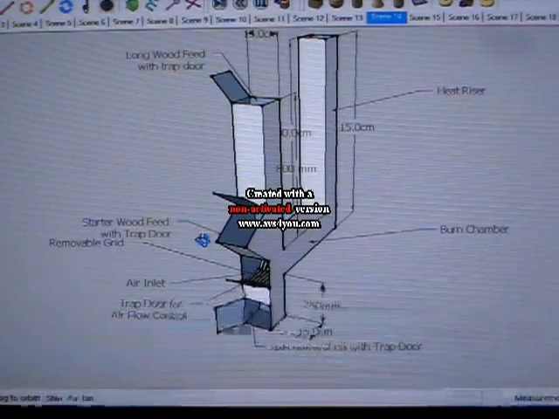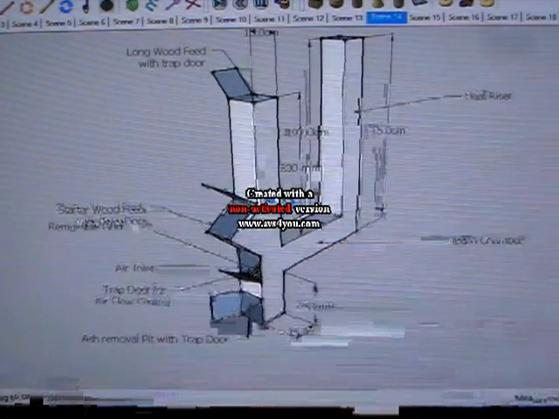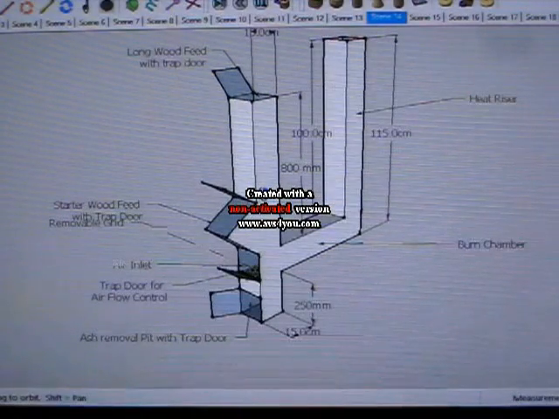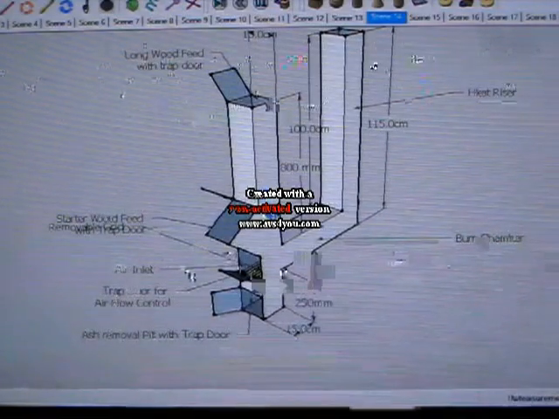This is a rocket stove I designed, and I wanted to put it on YouTube and get some feedback from you all, see what you think about it, if you think this is practical, or if I should make some modifications before I get into cutting up metal and welding this. So I'll explain how this is going to work.